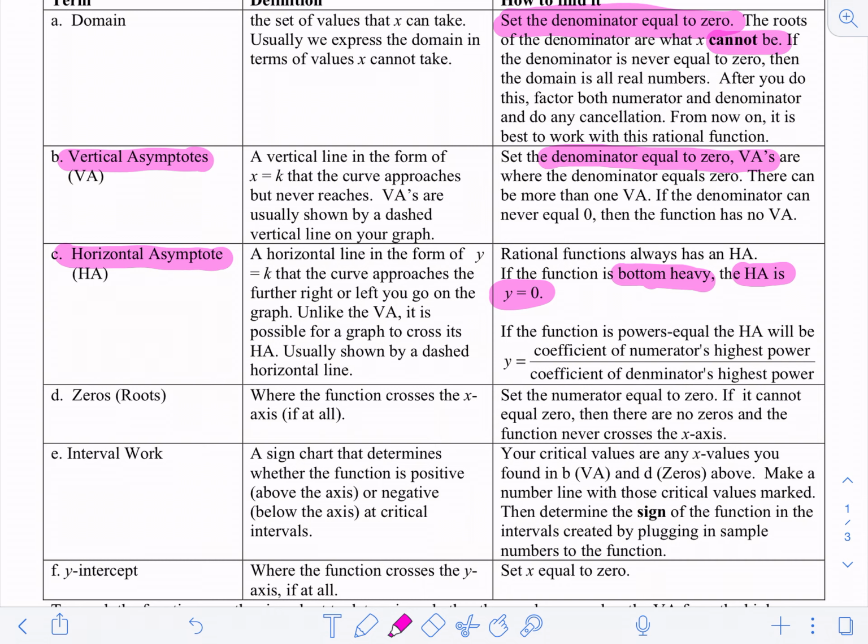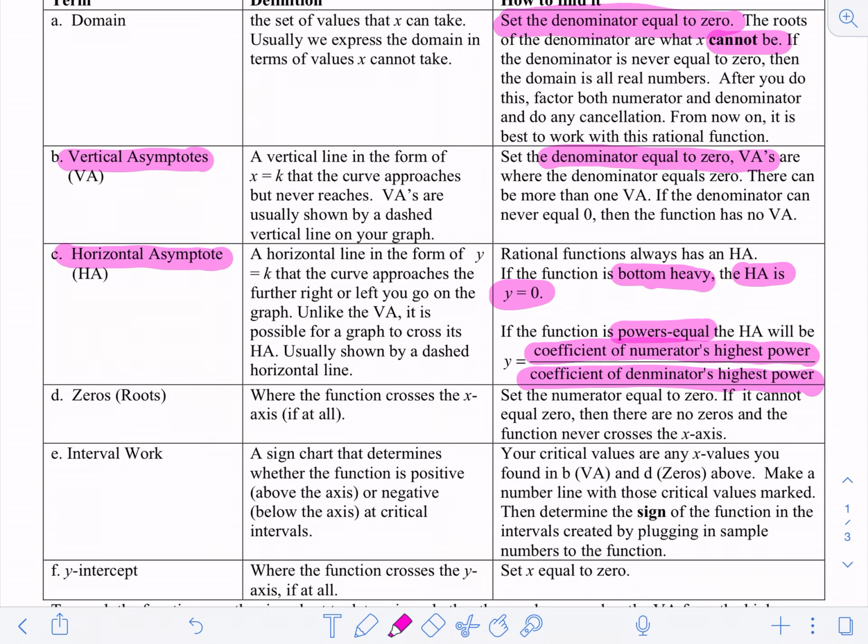If it's a powers equal rational function, then the horizontal asymptote is going to be the coefficient of the numerator's highest power over the coefficient of the denominator's highest power. And we looked at those before when we were looking at odd and even functions, and we were looking at the leading coefficient. That's what we're going to be looking at here as well.